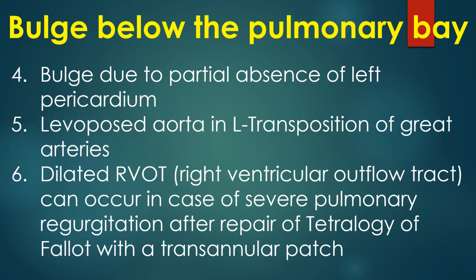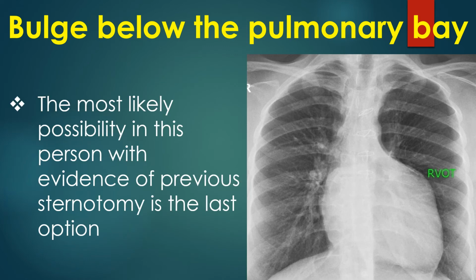6. Dilated RVOT can occur in case of severe pulmonary regurgitation after repair of tetralogy of Fallot with a transannular patch. The most likely possibility in this person with evidence of previous sternotomy is the last option, that is aneurysm of RVOT after TOF repair.